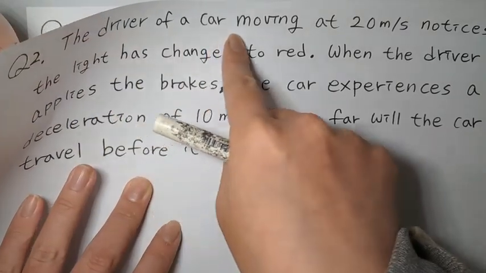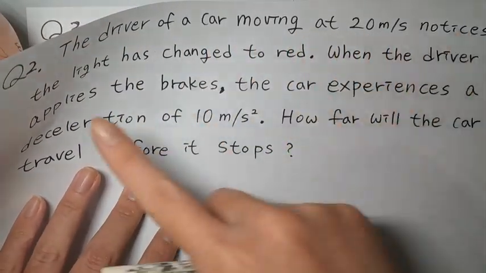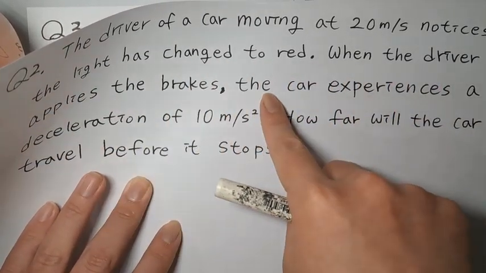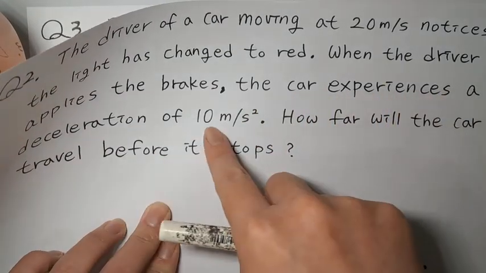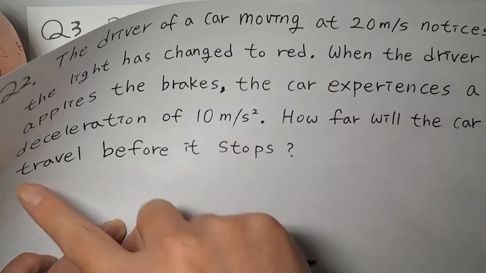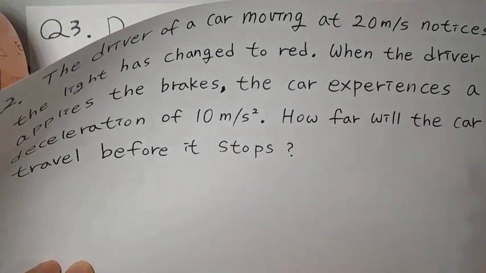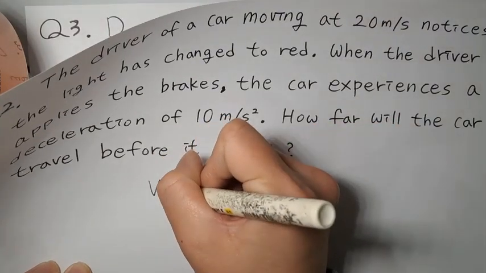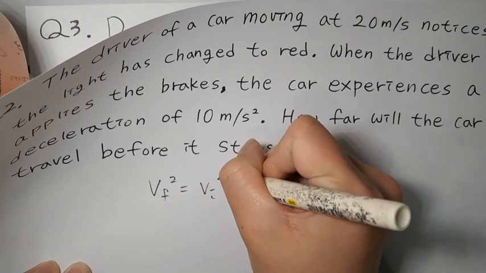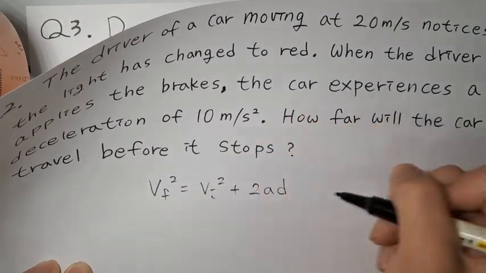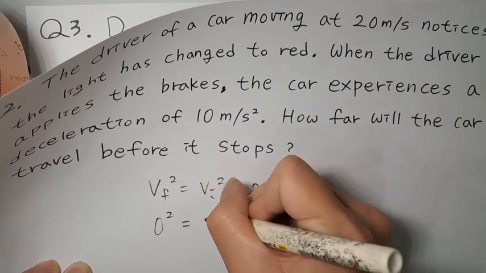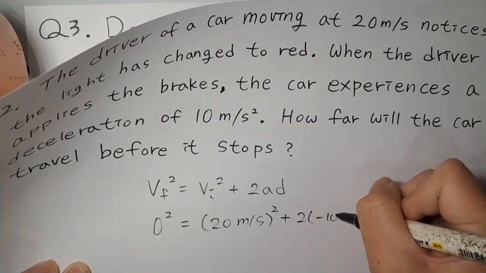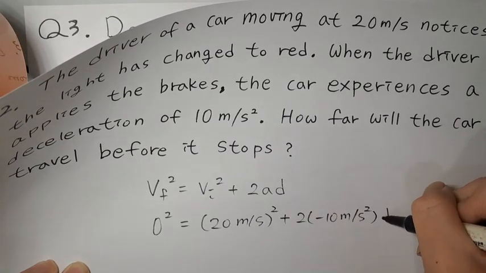The driver of a car moving at 20 meters per second noticed the light has changed to red. When the driver applies the brakes, the car experiences a deceleration of 10 meters per second. How far will the car travel before it stops? So we are going to apply this equation. 24 meters per second square, and this is going to be acceleration.